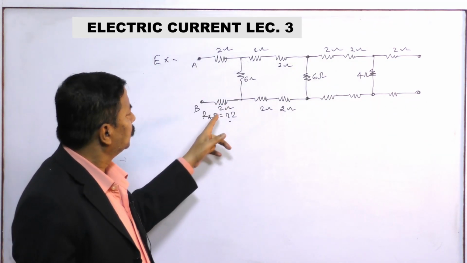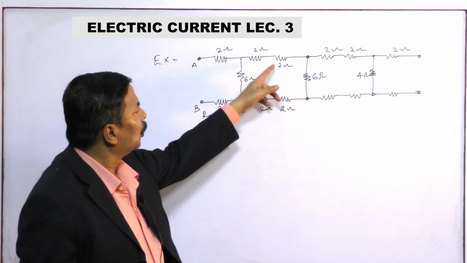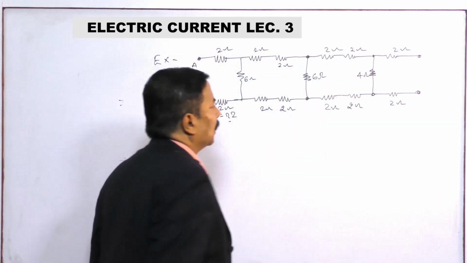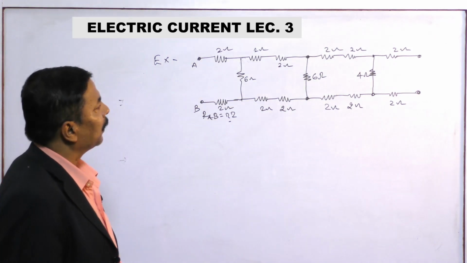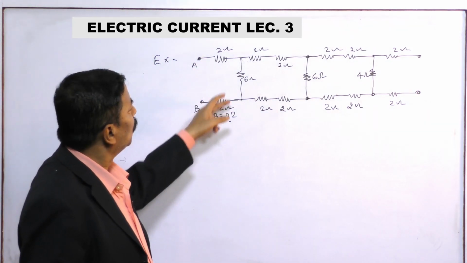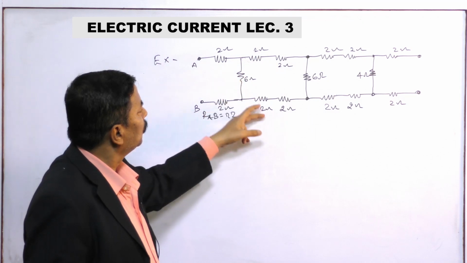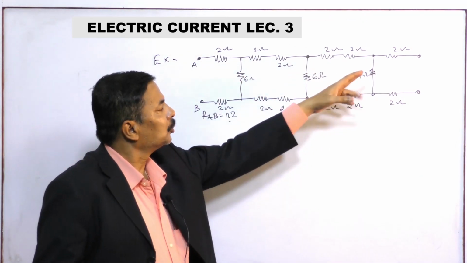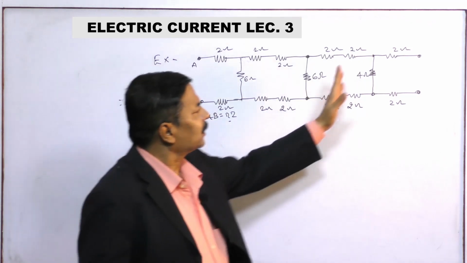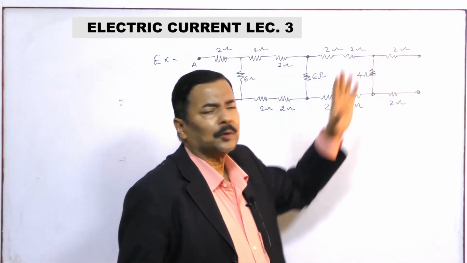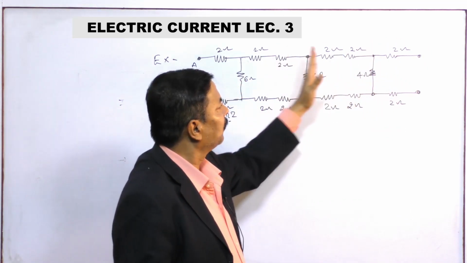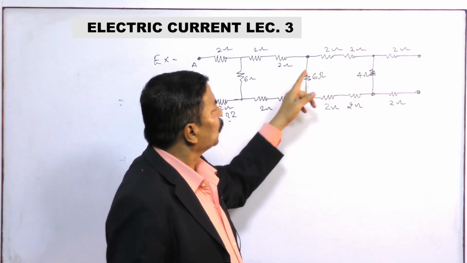2 ohm, 2 ohm, 6 ohm, 2 ohm, 2 ohm, 2 ohm, 2 ohm, 6 ohm, 2 ohm, 2 ohm. Here you see the network. 2 ohm, 2 ohm, 2 ohm, 2 ohm, 6 ohm, 2 ohm, 2 ohm, 6 ohm, 2 ohm, 2 ohm, 4 ohm, 2 ohm, 2 ohm, 2. Now as this is the open end, it has no meaning at all. So we will leave this one and calculate the value from here.